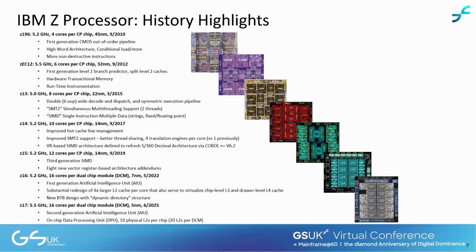I neglected to mention back here, note the clock frequencies over the past 15 years, right? 5.2, 5.5, 5.0, 5.2, 5.2, 5.2, 5.5. So I mean, they've oscillated or vacillated a bit, but they're hovering all around 5.2-ish gigahertz.